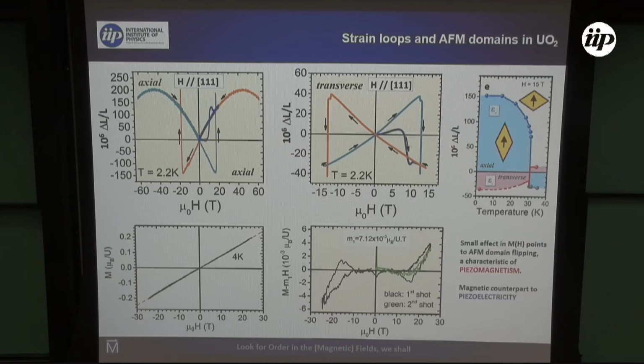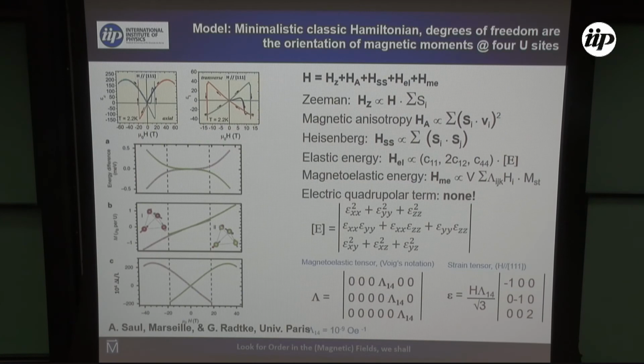So we put together a model to solve this. This was done with André Saúl and Guillaume Radke at the University of Paris. And the model is essentially a minimalistic classical Hamiltonian where the degrees of freedom are the orientation of the magnetic moments at the 4 uranium atoms in the unit cell. So then we take into account the Zeeman effect, magnetic anisotropy, Heisenberg, elastic energy, magnetoelastic energy. With one interesting caveat: the electric quadrupolar term that I mentioned in the beginning, which was proposed as crucial to be behind the first order phase transition, is not necessary.